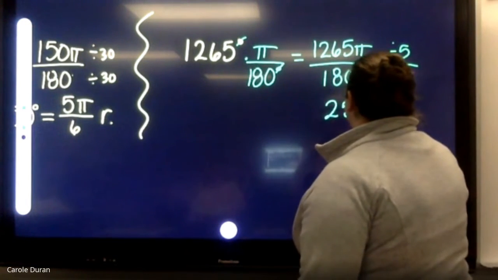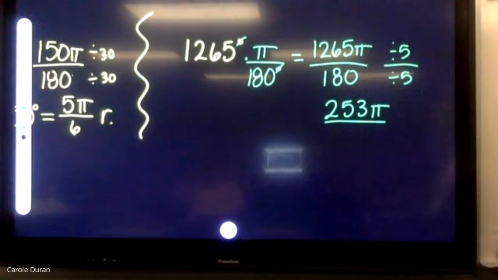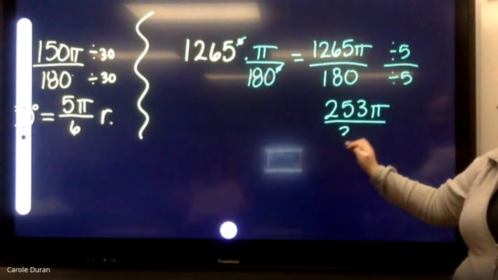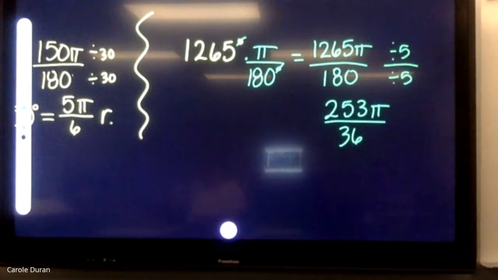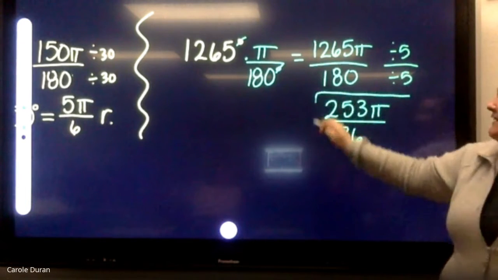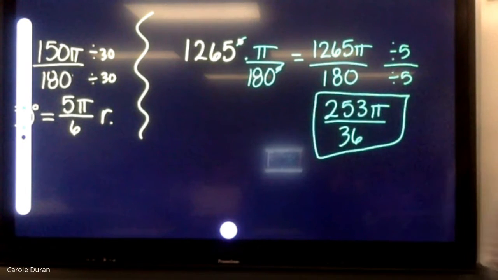So what's 180 divided by 5? 36. Does anything else come out of 253 and 36? I can't think of anything off the top of my head. Doesn't mean it doesn't exist, so you could test a couple. But if nothing else comes out, this is my radian equivalent.